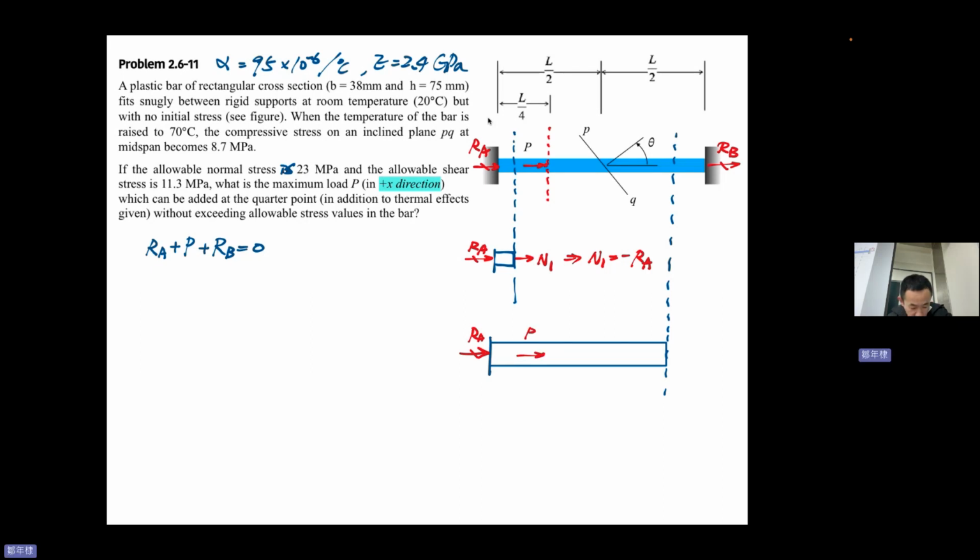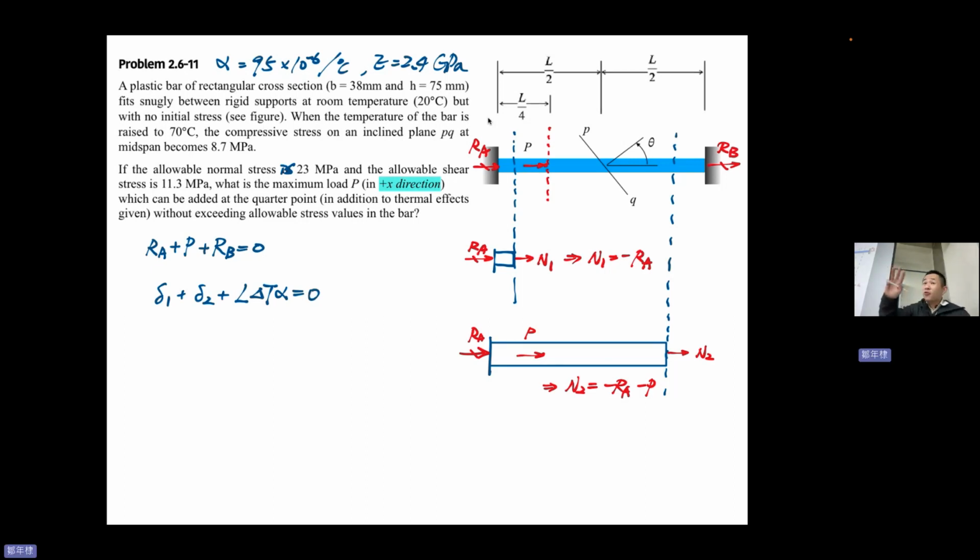Okay, and this is N2. We don't know, so we just assume positive, and then we will have N2 equal to minus RA minus P. No problem. So this is delta 1. The delta 1, of course, is related to N1, right? And delta 2 is related to N2. And L delta T alpha equal to 0.